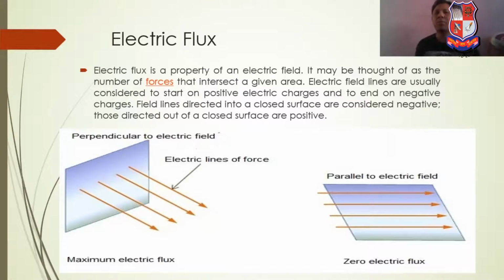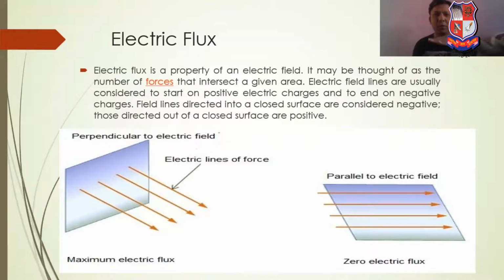Electrical flux is a property of the electrical field. There are so many electric lines of force. That line of force we call the electric field. And you see the figure, there are two figures. One figure indicates the maximum electric flux, and another is a zero electric flux.